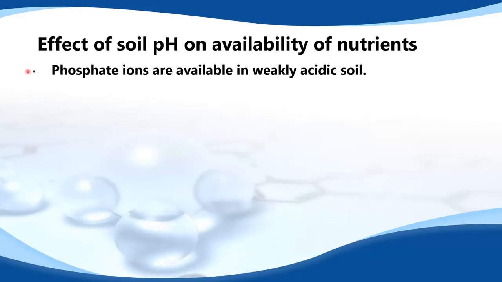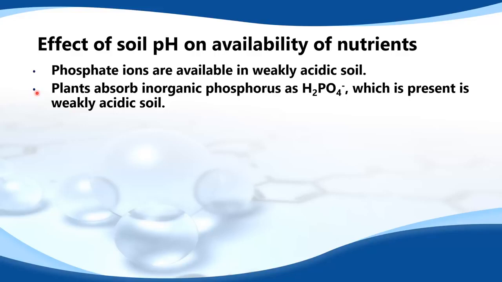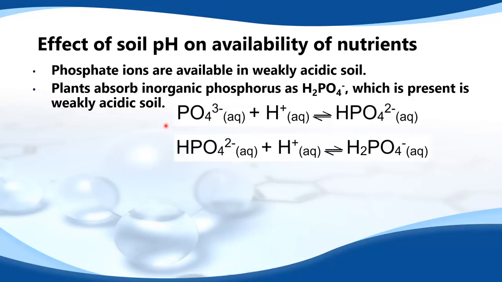Next, we look at phosphate ions. So phosphate ions are available in weakly acidic soil. Plants absorb inorganic phosphorus as H2PO4-, which is present in weakly acidic soil. These two equations here show you how the H2PO4- is produced, and that then is absorbed by the plants.